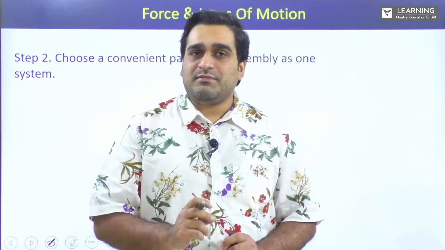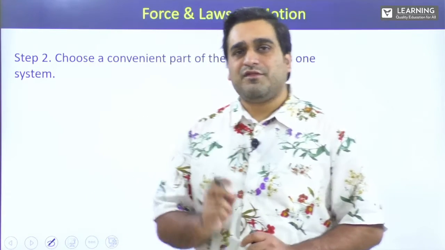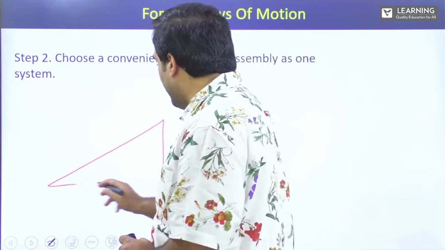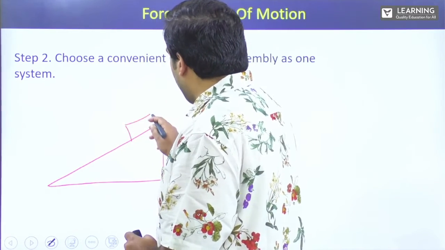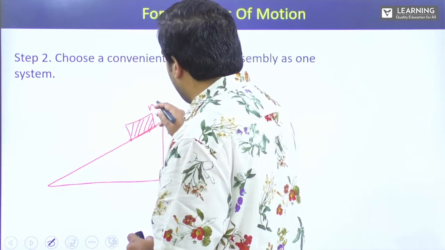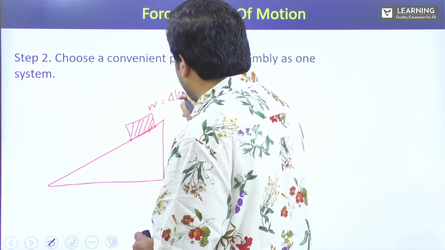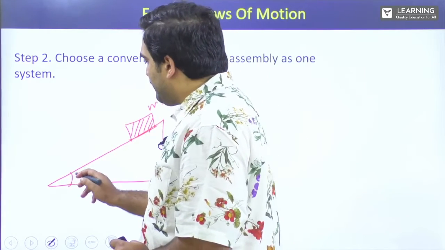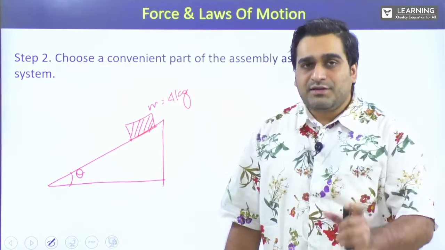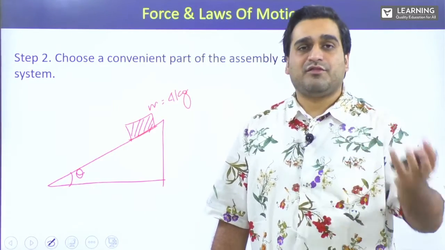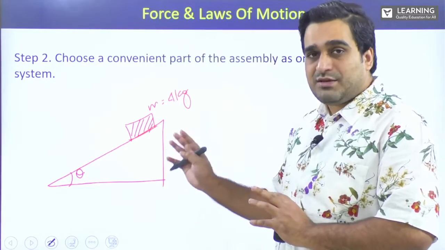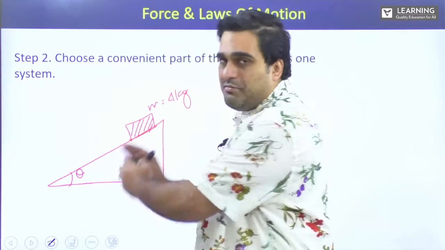What we're trying to determine here is what the multiple forces acting on that block of mass M equals 4 kg are. So this block, which is resting on an inclined plane and whose mass is 4 kg, what are the various forces acting on the block? To identify the forces acting on the block, we have to choose a system. And the system we're trying to consider is this block.